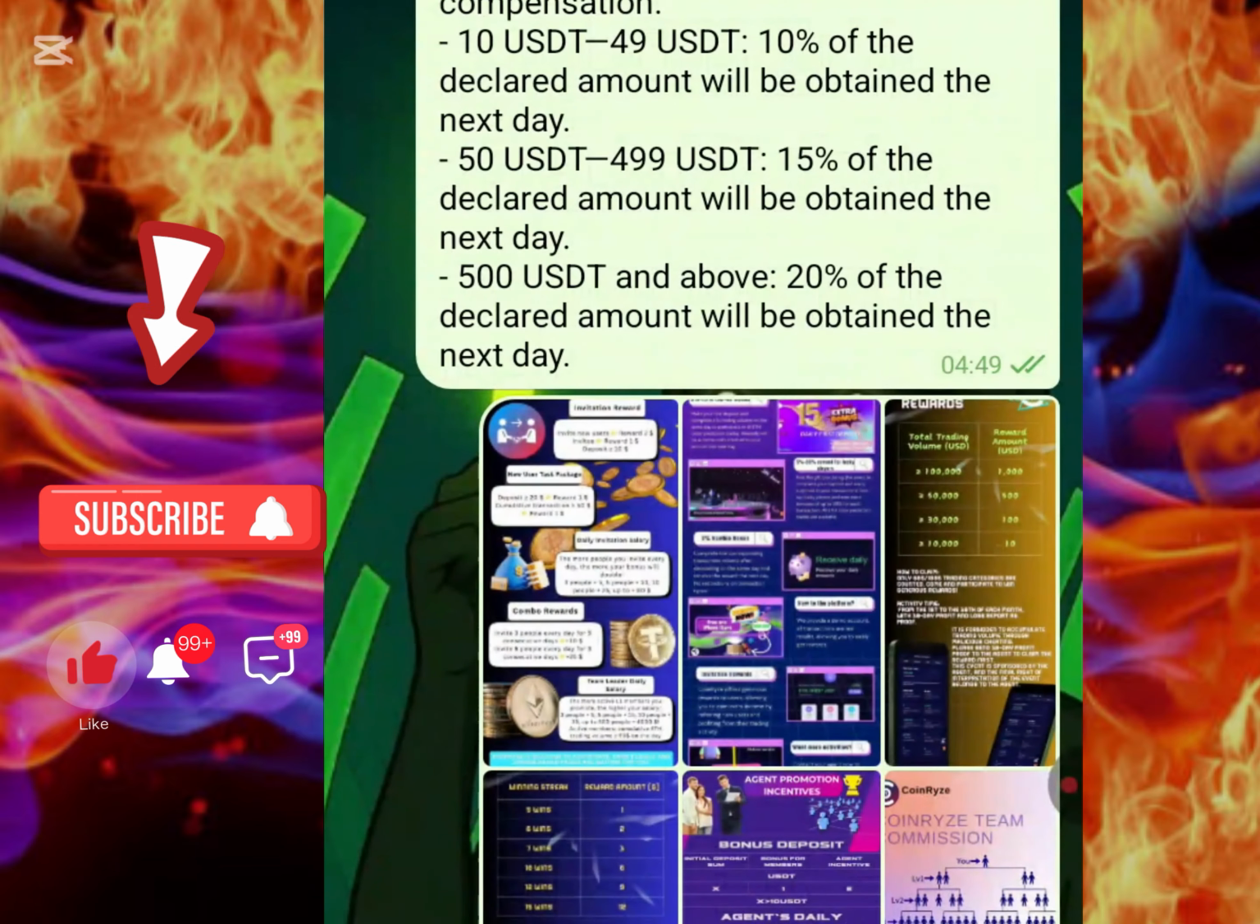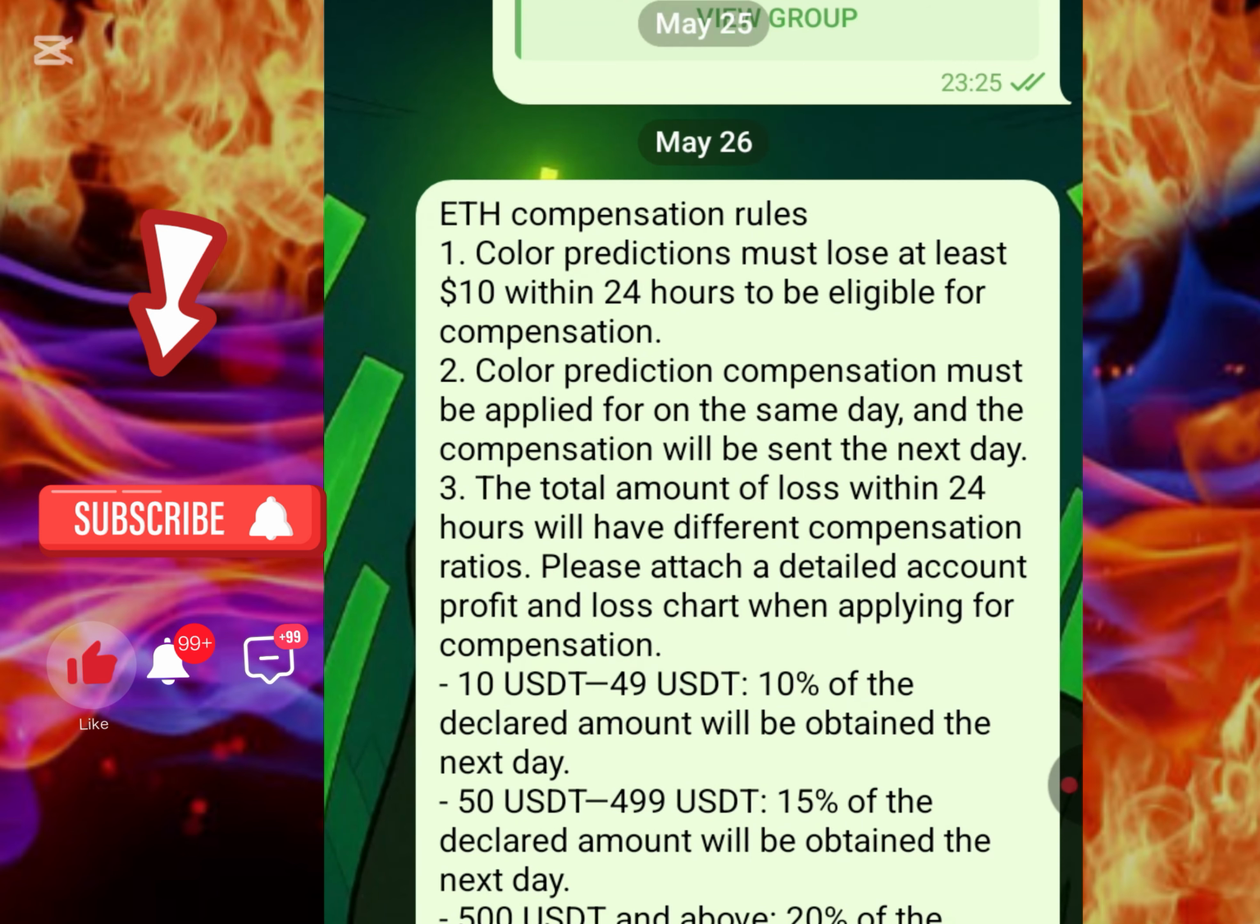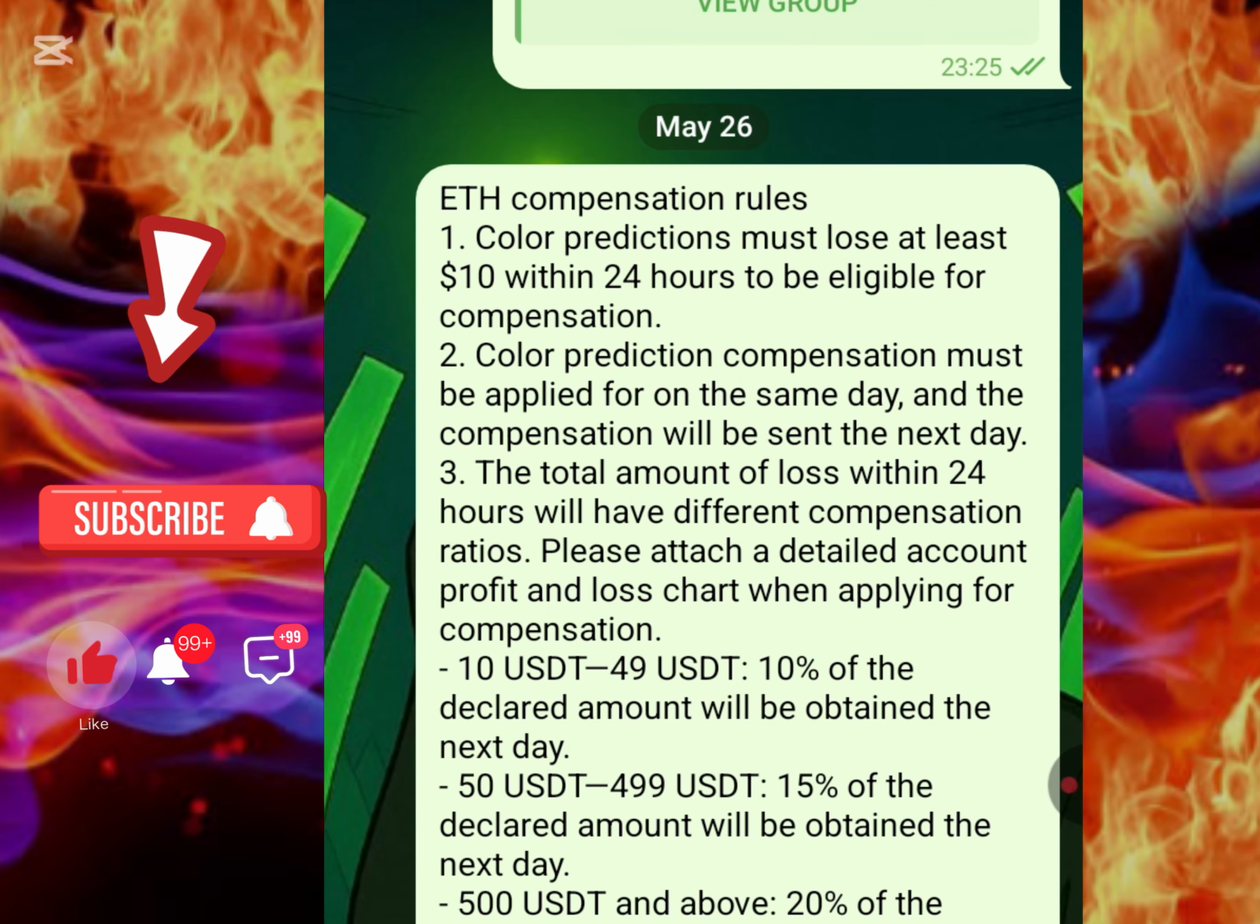So quickly let me just go back. Now there is a compensation plan for ETH, because most people tend to ask me, they say, okay coach, what is the compensation plan for ETH? Because I've shown them the compensation plan for BTC. Now the compensation plan for ETH is as follows. When you lose at least around $10 within 24 hours, it makes you eligible for a compensation plan. Now this is actually a juicy and interesting offer.